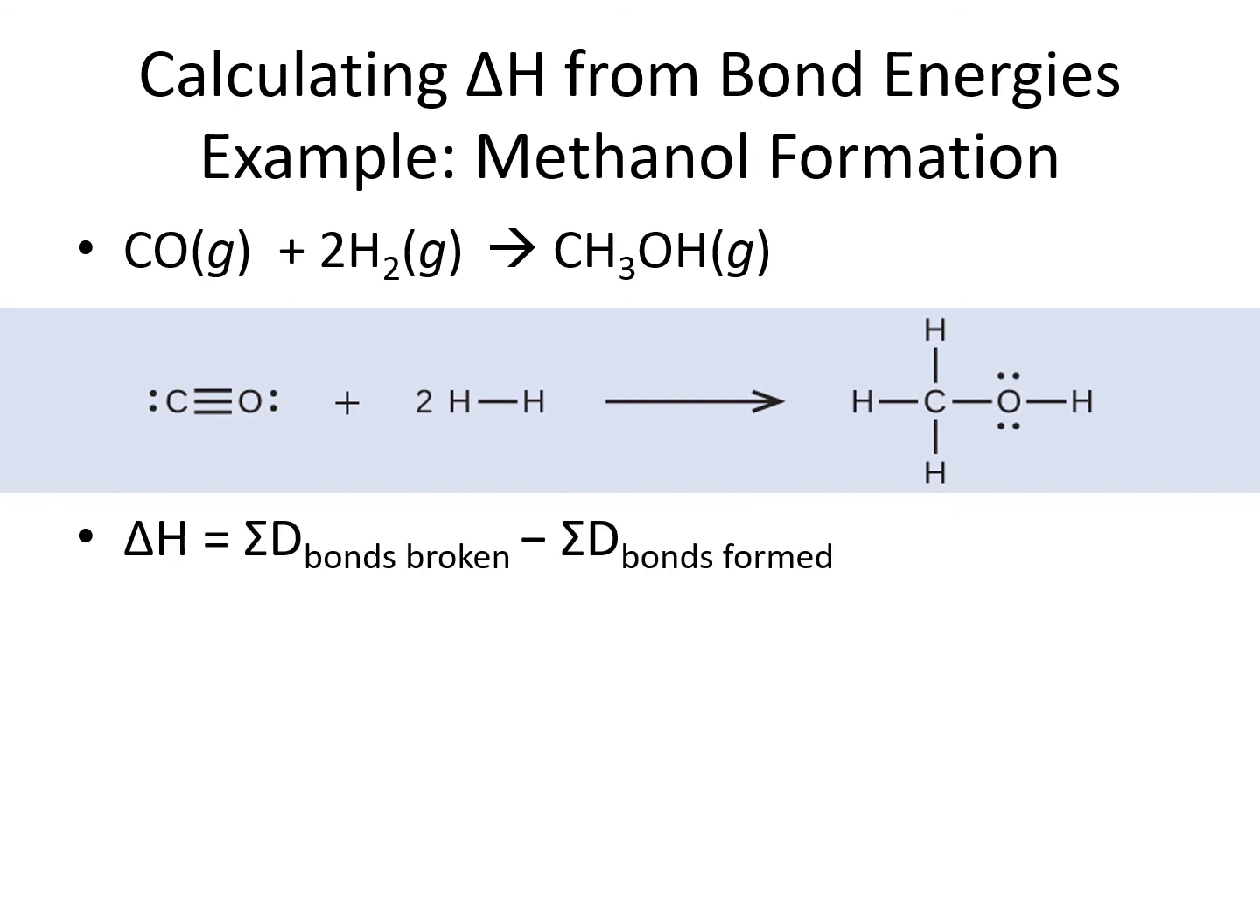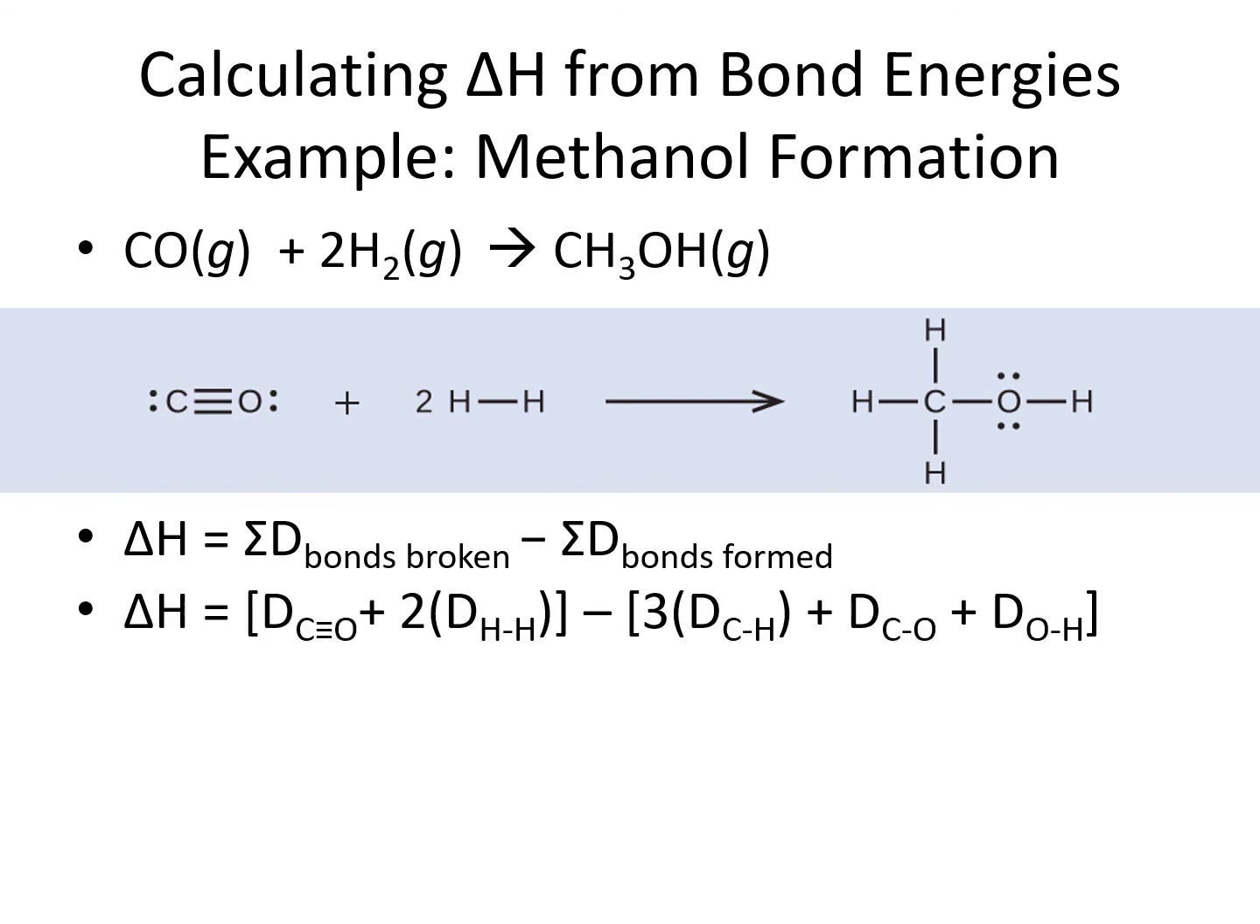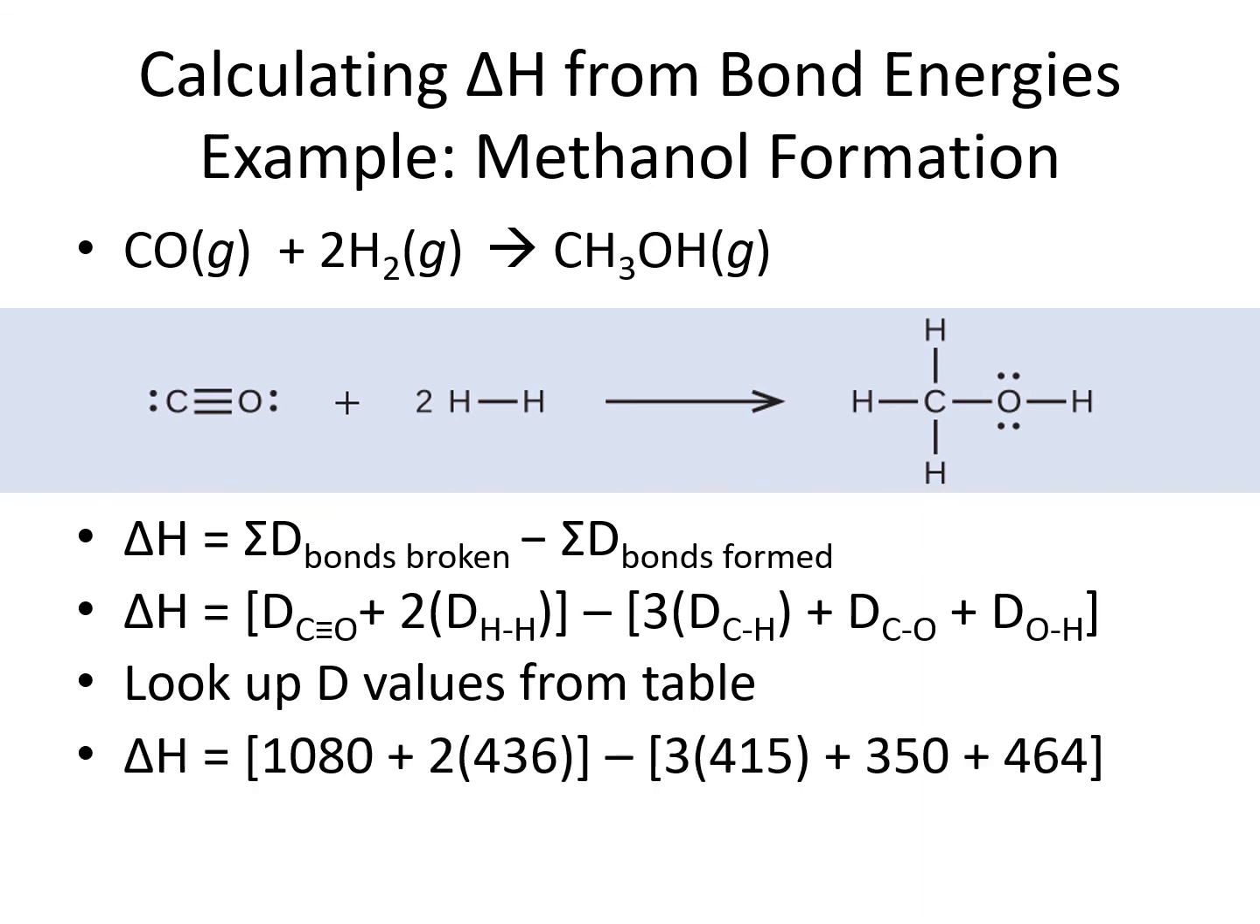So we're going to add up the sum of the bonds that are broken, and then we're going to subtract the sum of the bonds that are formed. So for the bonds that are broken, that's our reactants, the things on the left. So we have the C-O triple bond and 2 of the H-H single bonds. And then for the bonds that are formed, we have 3 C-H single bonds, 1 C-O single bond, and 1 O-H single bond. So we would look up those values in a table and plug in the values.